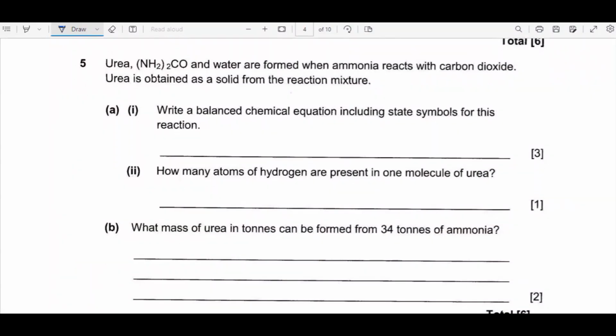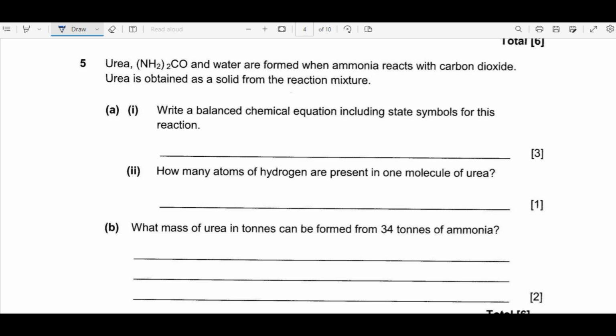Then we have question 5. Urea with this chemical formula and water are formed when ammonia reacts with carbon dioxide. Urea is obtained as solid from the reaction mixture. Okay. Roman number 1. Write a balanced chemical equation including state symbols for this reaction.